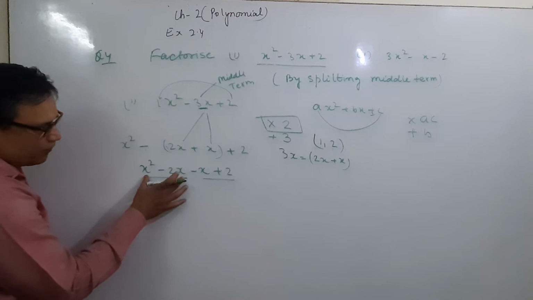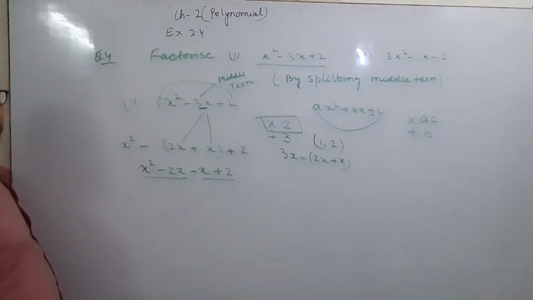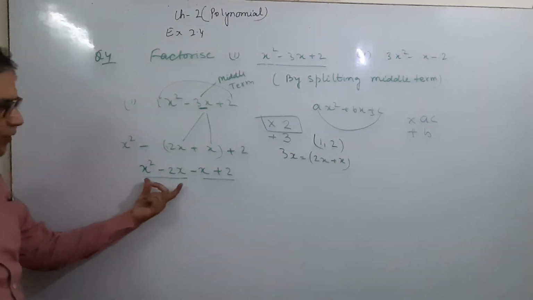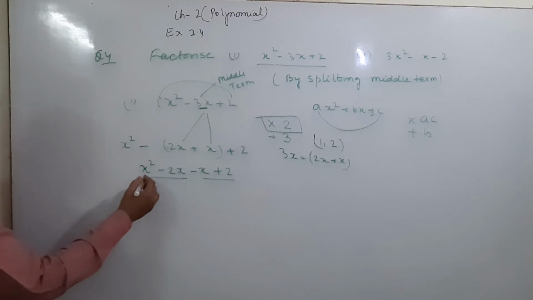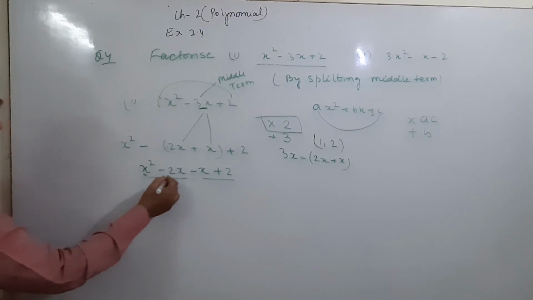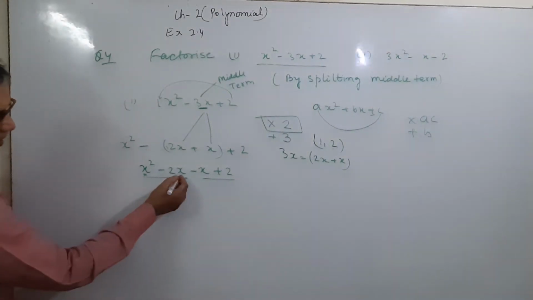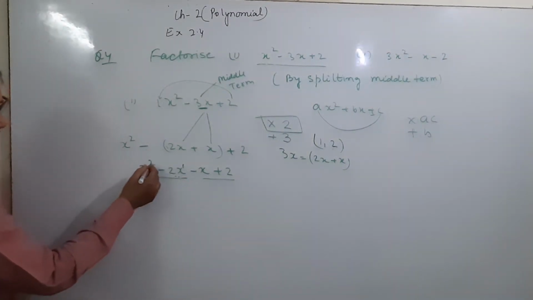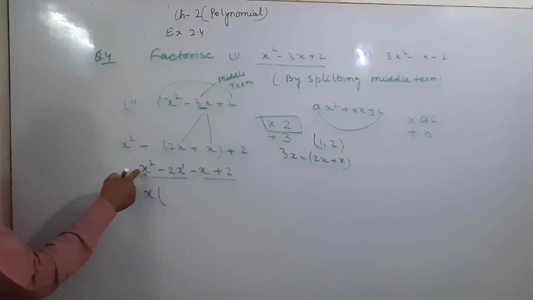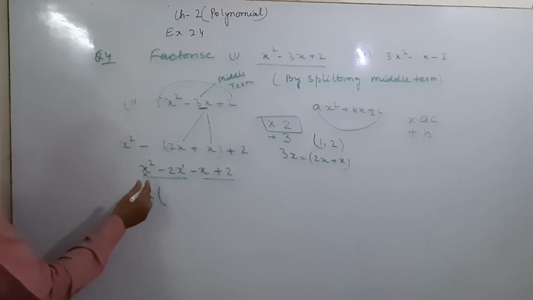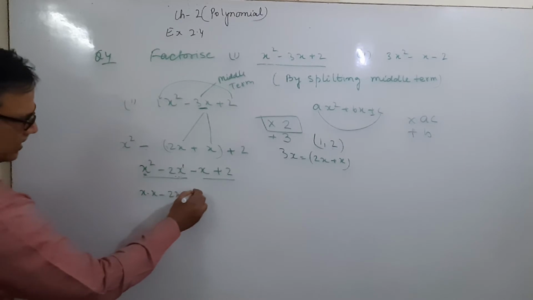Now take the common factor from the first 2 terms and from the last 2 terms. If you can find the common factor, then you can do it. Otherwise, first we will try to find the common factor. Here is x square, here is 2x. What is common? x is common, and what is left? x square means x into x, minus 2x, minus x plus 2.